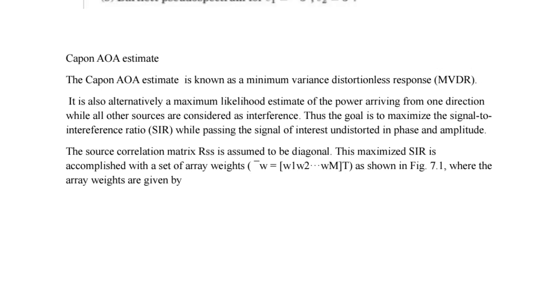Next, we are going to discuss the Capon AOA estimation. This Capon AOA estimate is known as the minimum variance distortionless response, simply called MVDR. It is alternatively known as the maximum likelihood estimate. The power is steered from one direction while all other sources are considered as interference. Thus the goal is to maximize the signal to interference ratio while passing the signals of interest undistorted in phase and amplitude. The source correlation matrix R_ss is assumed to be diagonal. The maximized SIR is accomplished with a set of array weights, W equal to W1, W2, up to Wm.